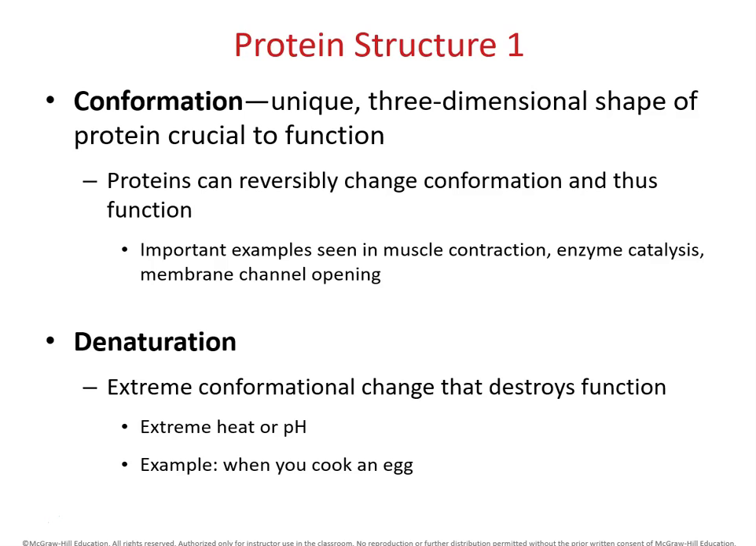So heat and pH are the two ways that we can denature things, either intentionally or unintentionally. If you don't like raw eggs, you want to denature the proteins in your eggs before you eat it by cooking it.